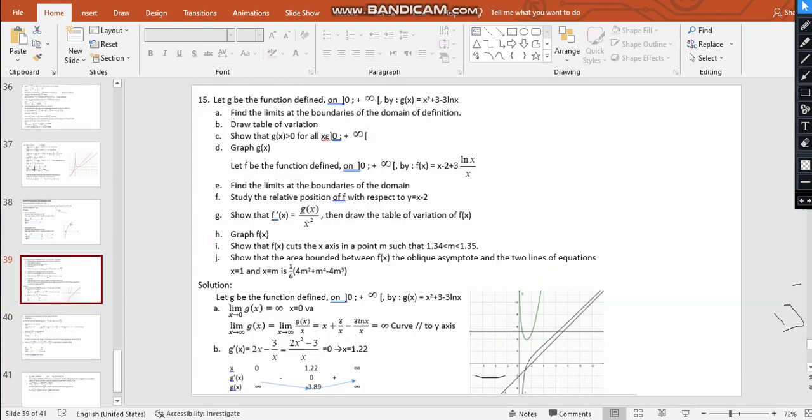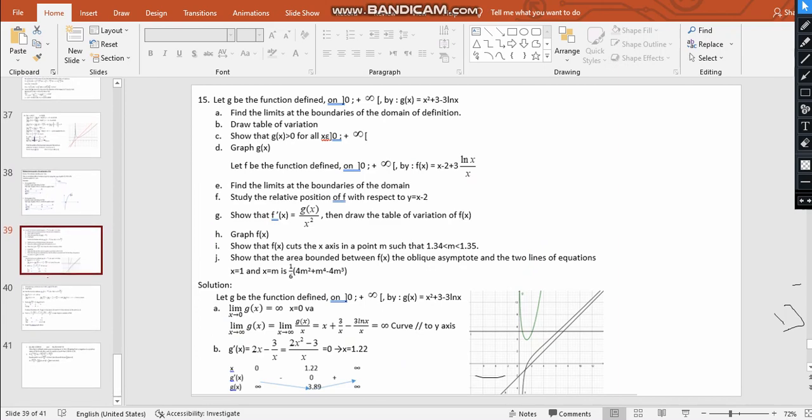You have this problem, you can solve it. I want you to solve it by yourself. So this is the logarithm.